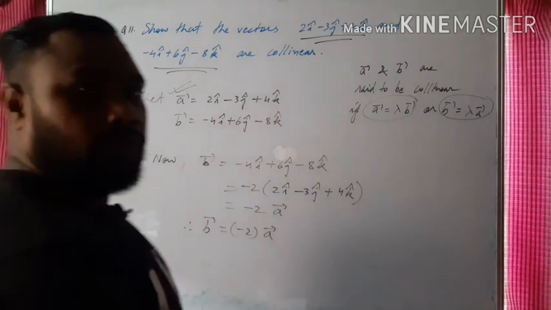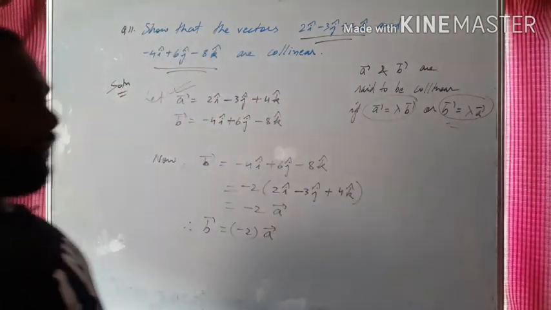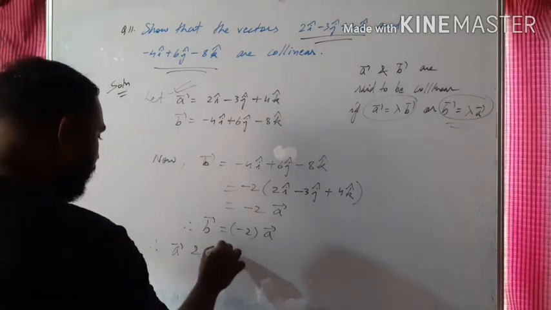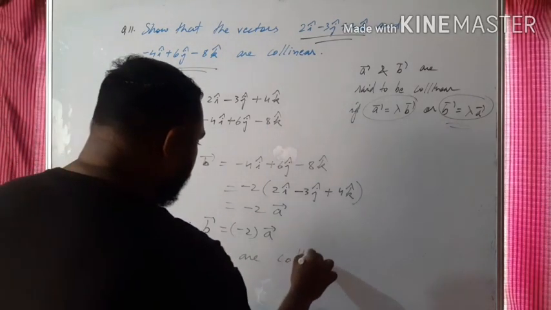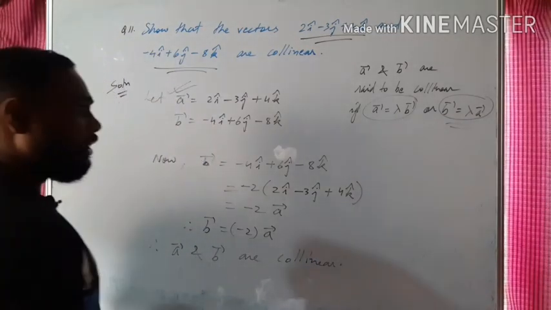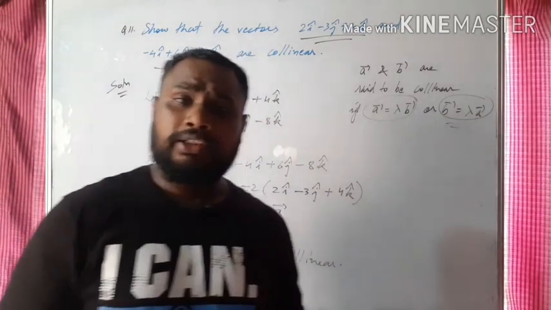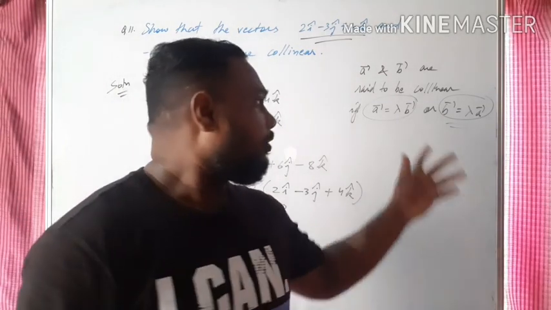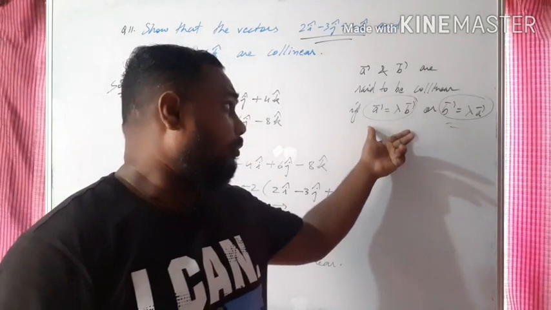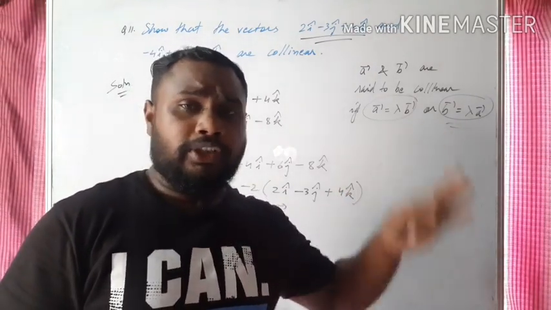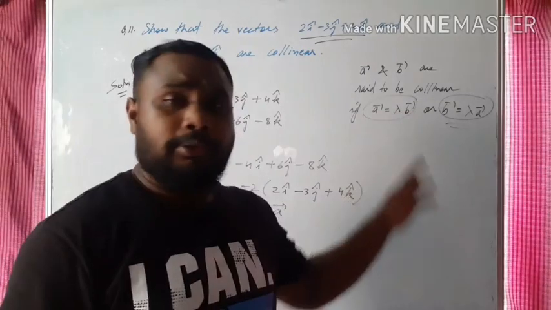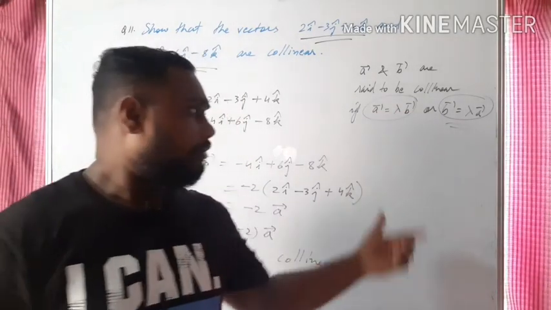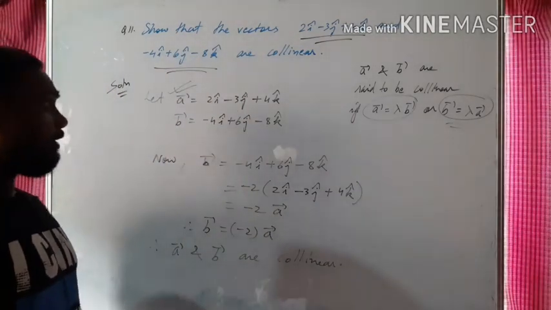So it is of the form b is equal to lambda a, isn't it? Therefore I can write a and b are collinear. In the case of parallel vectors also, if you want to check whether two vectors are parallel or not, you can use this formula also. If two vectors are parallel, you can write a is equal to lambda b or b is equal to lambda a. In that case also it will be true. So let's see the next question.